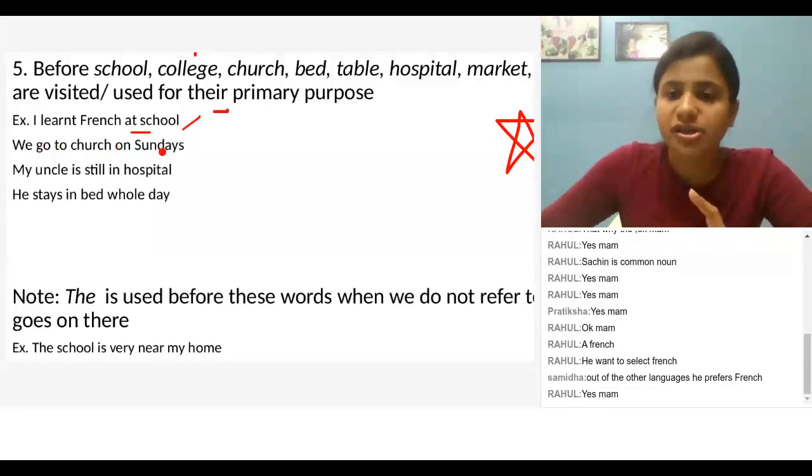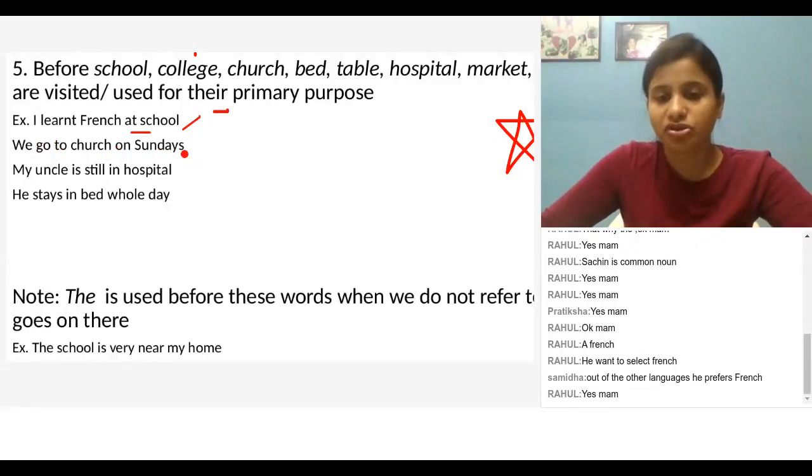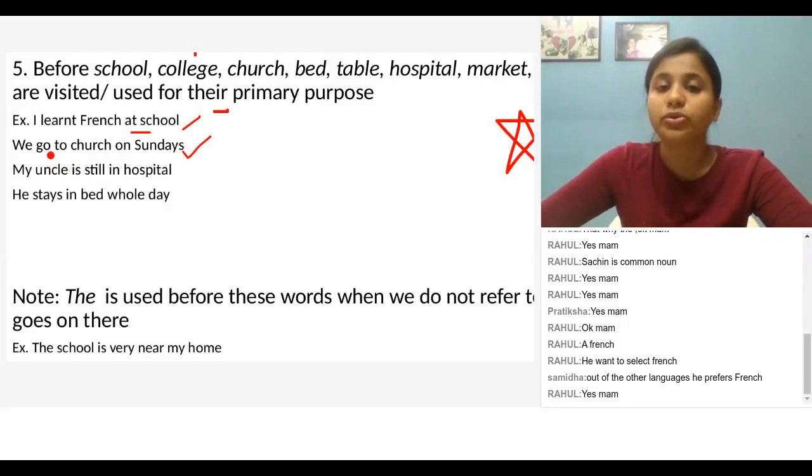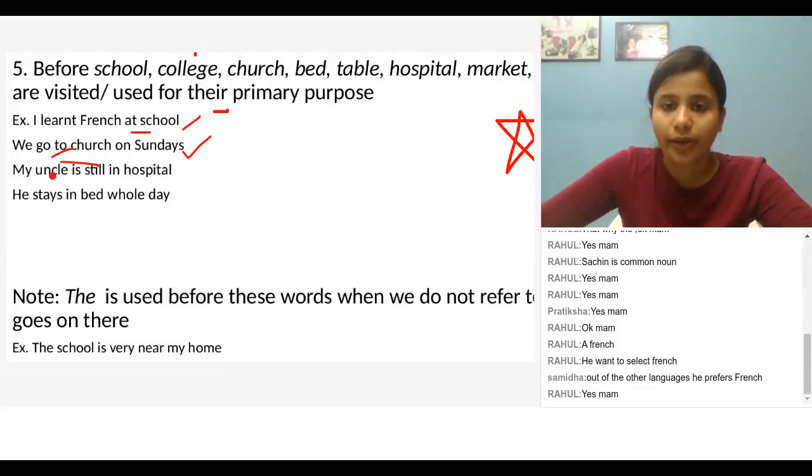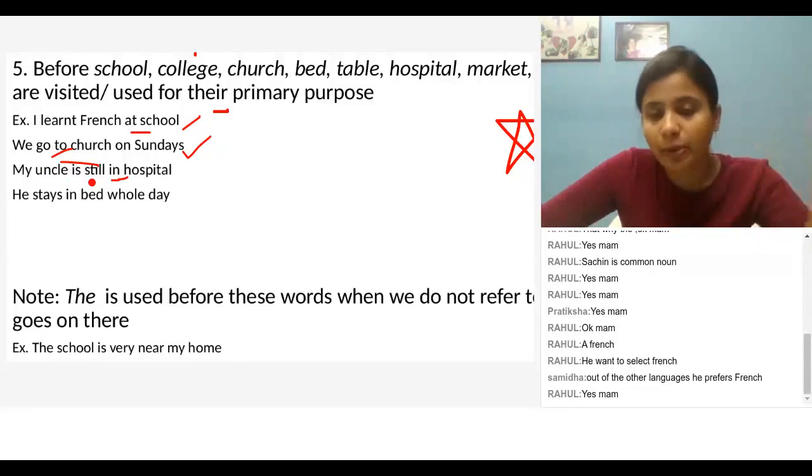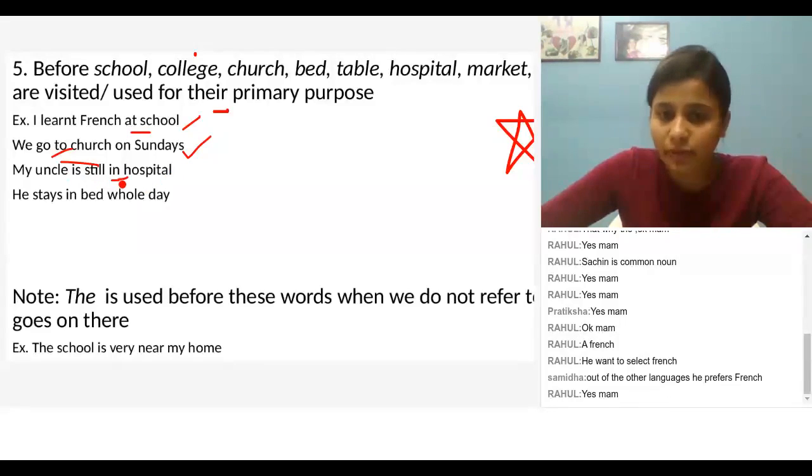We go to church on Sundays. Now Sundays, Catholic people go to church to pray to God. Okay, so that is why again this is the primary purpose. So we will not say we go to the church. Okay, my uncle is still in hospital and not in the hospital. Why? Because if he's in hospital, he's probably sick or he's probably admitted in the hospital for his illness. So again, no the before it.